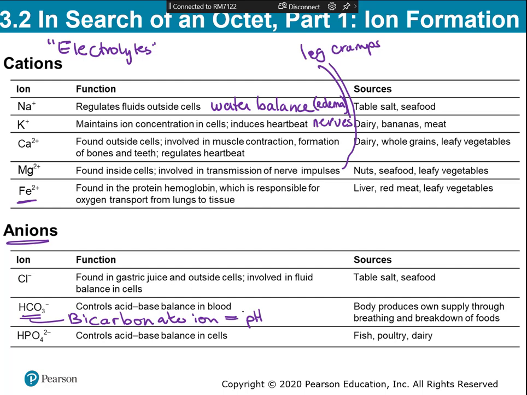But the bicarbonate ion is very important in pH balancing. So when we talk about acids and bases, we're going to talk about acidosis, alkalosis, what happens when your blood pH gets out of whack. And the bicarbonate ion is one of those ions that plays a role in trying to make sure that doesn't happen, trying to make sure that everything stays balanced.